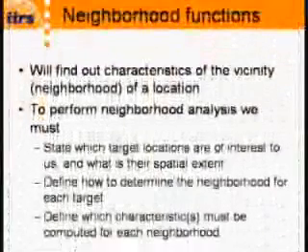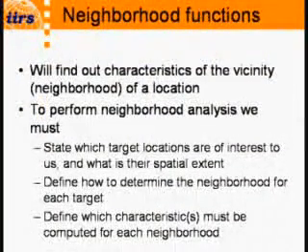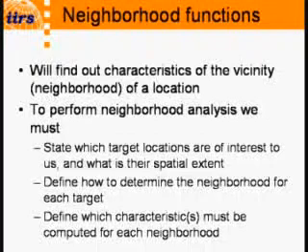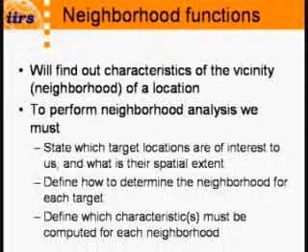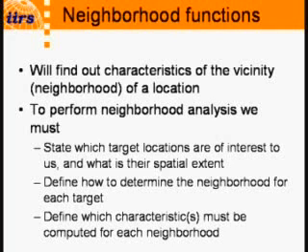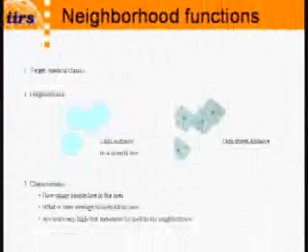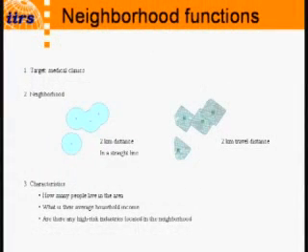Then we have another function that is called a neighborhood function. This neighborhood function is basically like a proximity analysis. It will find out the characteristics of the vicinity of a location. So to perform neighborhood analysis, we must state which target locations are of interest to us and what is their spatial extent, define how to determine the neighborhood for each target, and define which characteristics must be computed for each neighborhood. So here we generally talk about proximity, like the equidistant.